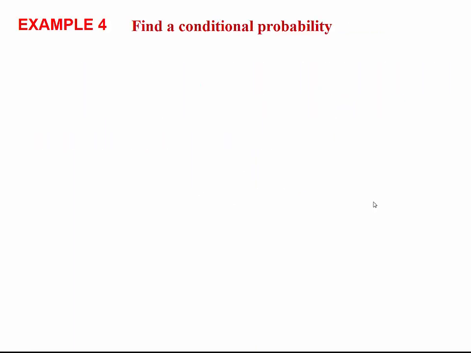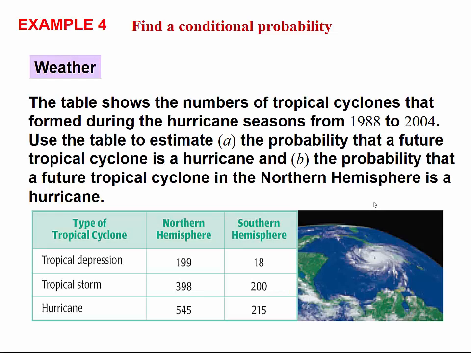Find a conditional probability. So conditional probability means that one event is happening given the condition that another event has already occurred. A table shows the numbers of tropical cyclones that formed during the hurricane season from 1988 to 2004. Use the table to estimate A, the probability that a future tropical cyclone is a hurricane, and B, the probability that a future tropical cyclone in the northern hemisphere is a hurricane.